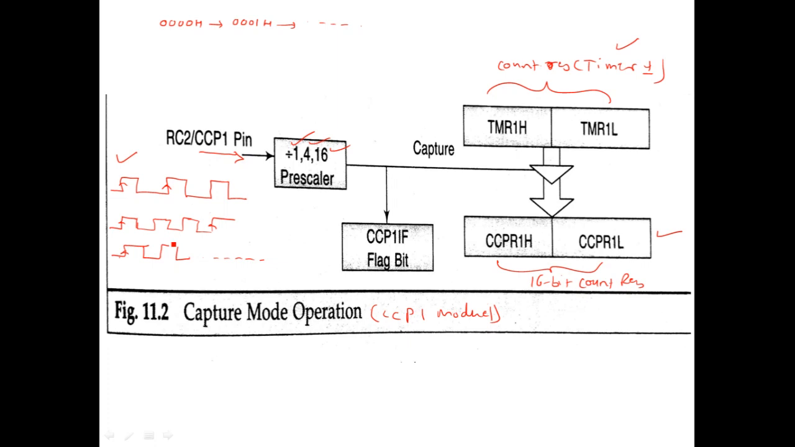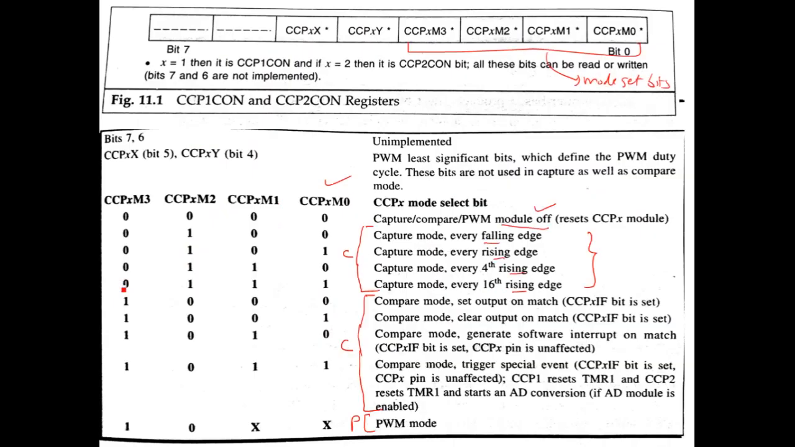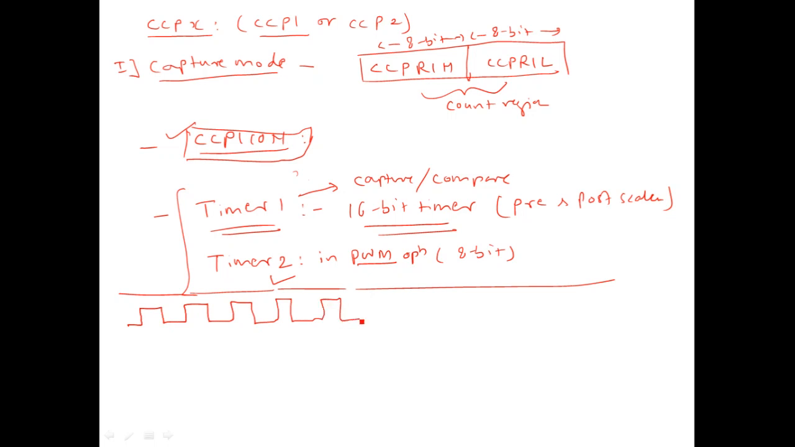For example, suppose you select the option of every rising edge. Then the count will be captured at every rising edge of the input waveform. Suppose this is your input waveform. Then at every rising edge, the count will be captured, and the CPU will be interrupted.